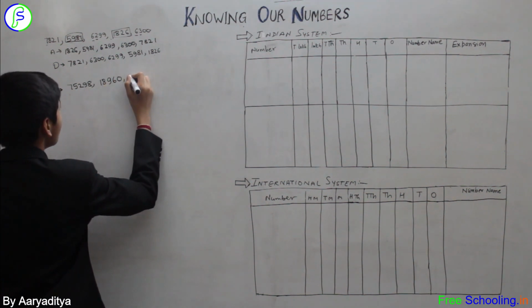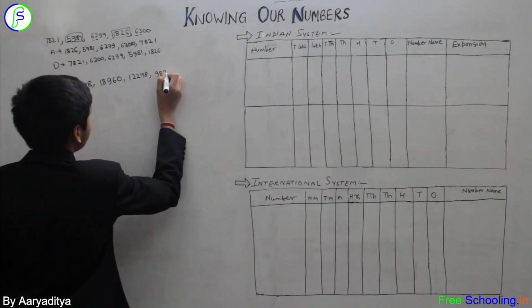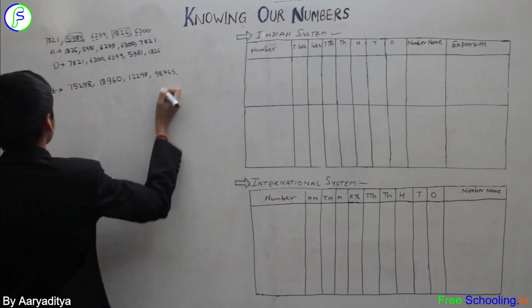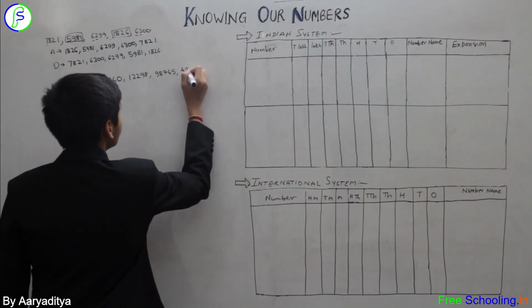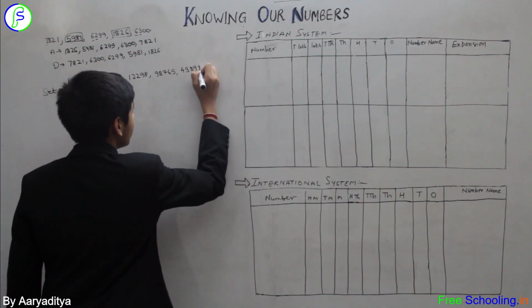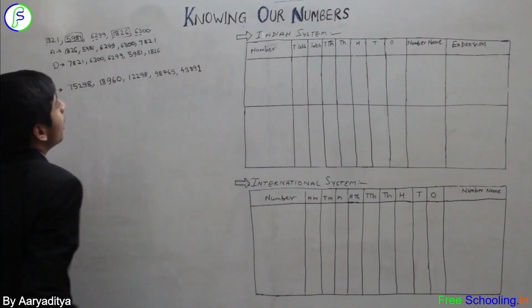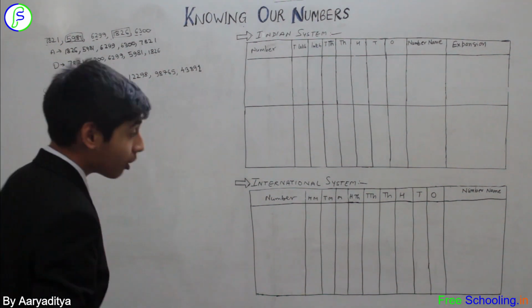18960. We have 12298. Then we have 98765, and then we have 43891. Sorry, it's one. My mistake. 43891. Okay, so now let us arrange it in ascending order.